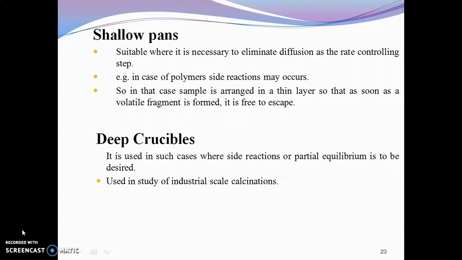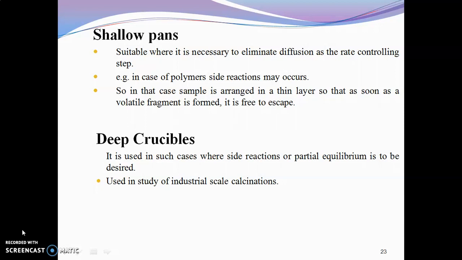First is the shallow pan. It is suitable where it is necessary to eliminate diffusion as the rate controlling step. For example, in case of polymer, side reactions may occur. So in that case, the sample is arranged in a thin layer so that as soon as a volatile fragment is formed, it is free to escape.